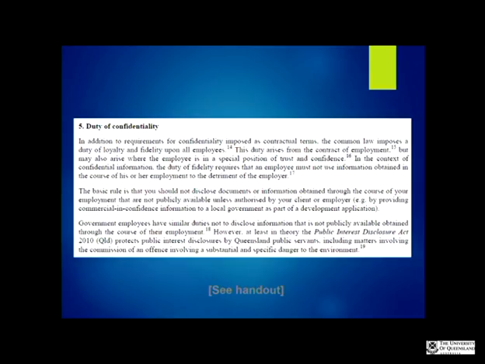So the basic rule for confidentiality is you should not disclose documents or information obtained through the course of your employment that are not publicly available unless you're authorised by either your client or your employer. For example, when you give information to the council as part of a development application, you've got your client's approval to pass on that commercial and confidential information.